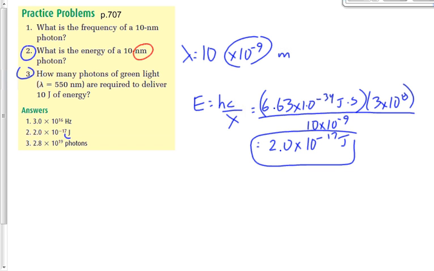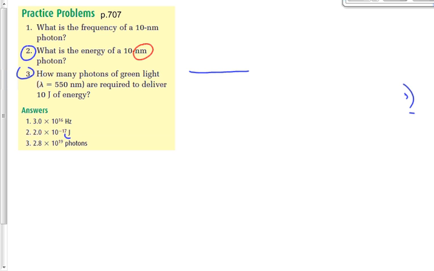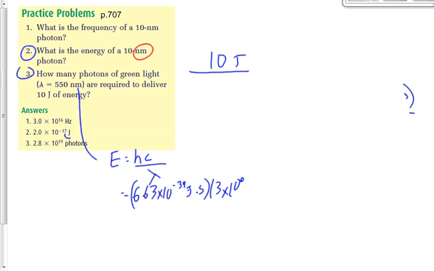Here we don't have a charge. Photons don't have charge, so we can't say total charge divided by the charge for 1. What are we going to take the total of this time? We're looking for a number, so it's still got to be total something divided by the amount for 1. Total energy divided by the energy for 1. The total energy is 10 joules. Now we have to find the energy for 1, which is E equals hc over lambda. We're going to go with joules since we're dividing 10 joules by something: 6.63 times 10 to the minus 34 joule seconds times 3 times 10 to the 8, divided by 550, once again 550 times 10 to the minus 9.